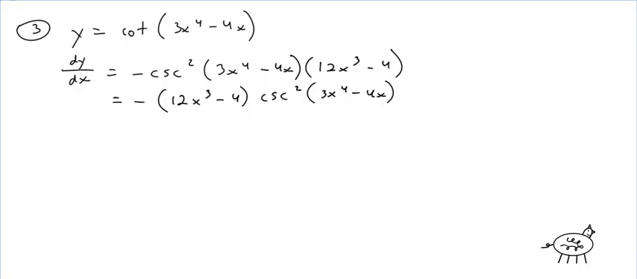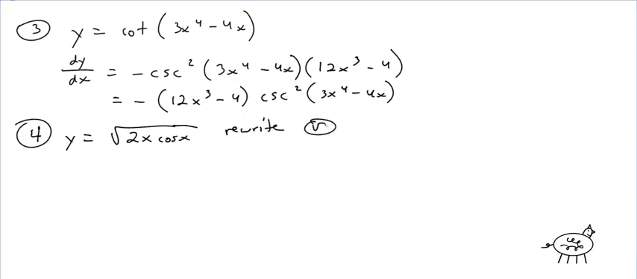Okay, let's try number 4. Okay, so y equals the square root of 2x cosine of x. Well, definitely you want to rewrite to not have a radical. Okay? And so we're going to write it as y is equal to 2x cosine of x to the 1/2 power. Okay, and apply the chain rule.